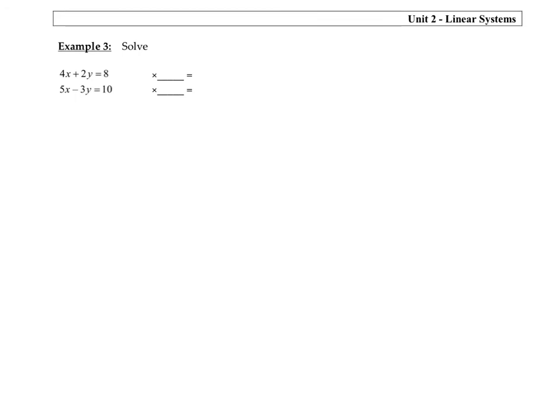Okay, I'm going to have you try example 3 on your own. Use the steps if you have to. Try to do it on your own, and then we'll take it up. So just pause the video right here.